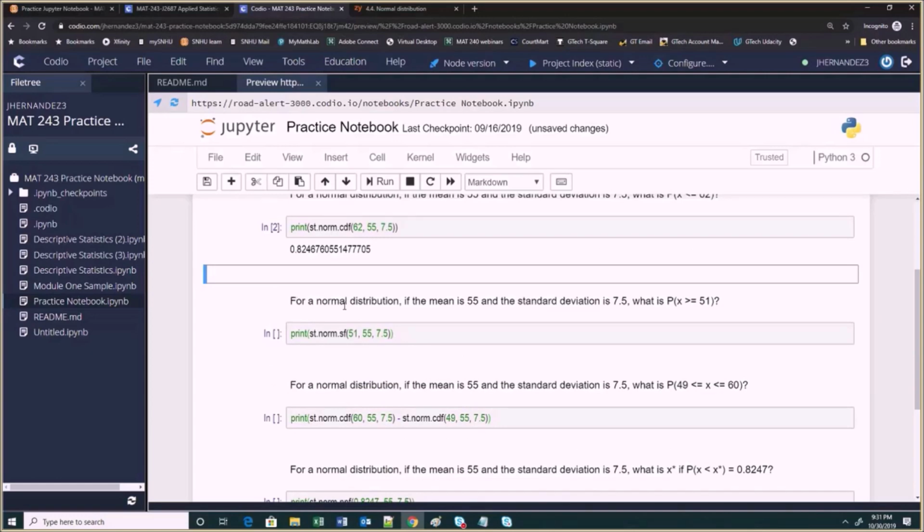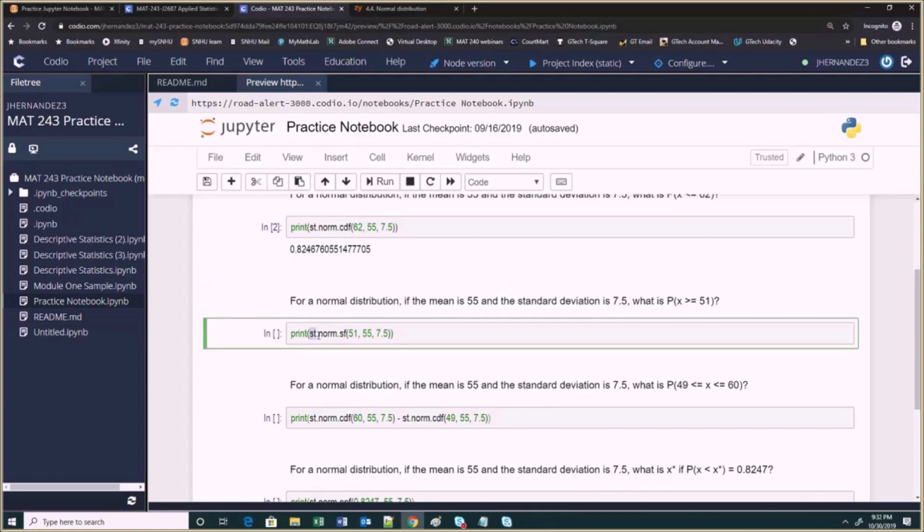For a normal distribution, if the mean is 55, standard deviation is 7.5, what is the probability that x is greater than or equal to 51? So now it's 51. 51 is on the left side of 55, and we are interested in the area that's on the right side of that critical value of 51. So the area that gets highlighted will be on the right side of 51. And what is the Python function for this? Well, again, we're going to use st.norm because we're dealing with normal distribution, and the method to use here is called sf. So always use sf whenever you have the greater than or equal to case.